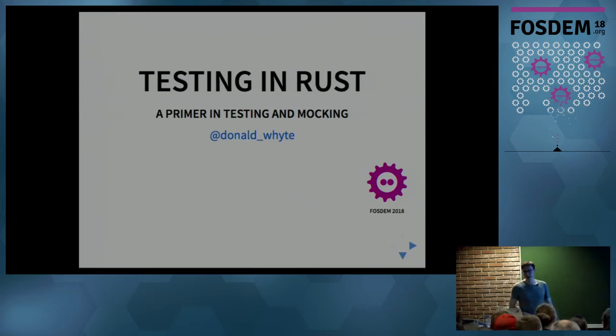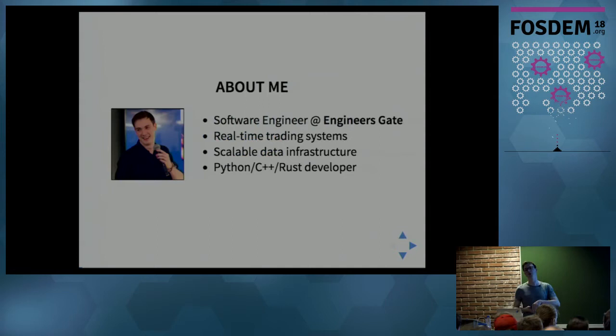Hello. So here we're going to talk about testing in Rust, but specifically with a focus on mocking. Just a little bit about me: I'm a software engineer that works for a quant hedge fund called Engineers Gate. My time is split between building real-time low-latency trading systems and also scalable data infrastructure. I'm primarily a Python, C++, and Rust developer, although one day I'm hoping to scratch out C++ and just replace that with Rust, as I'm sure many people here are.